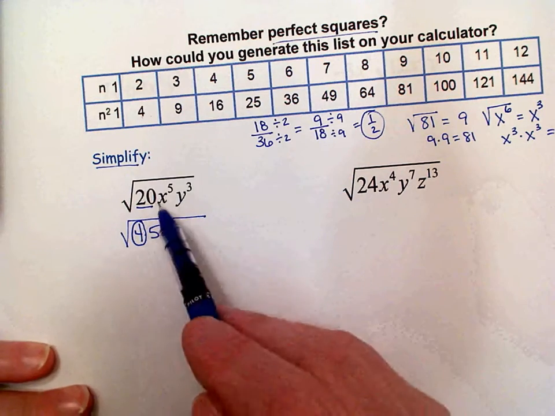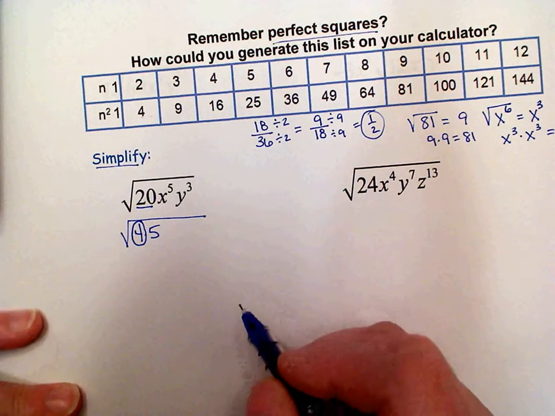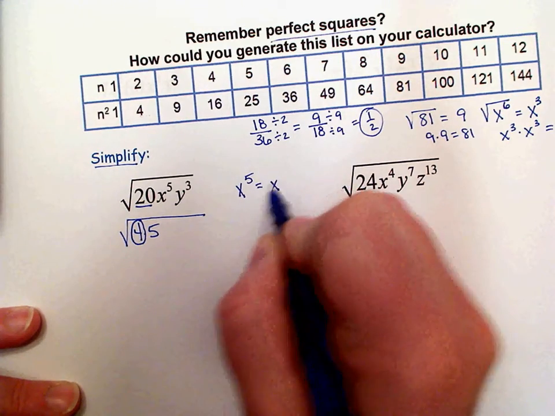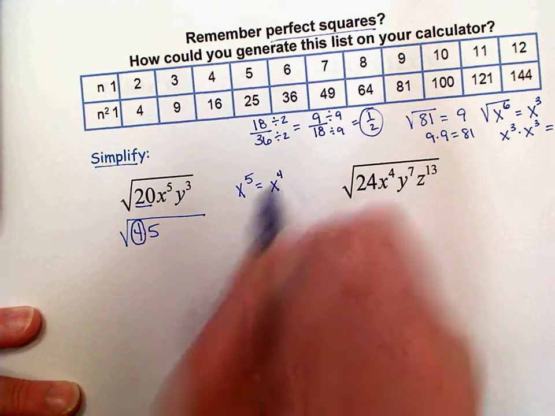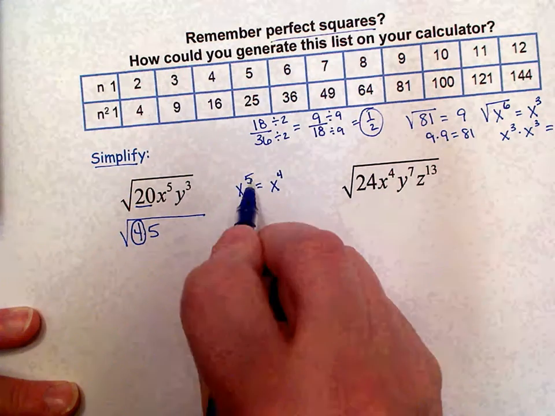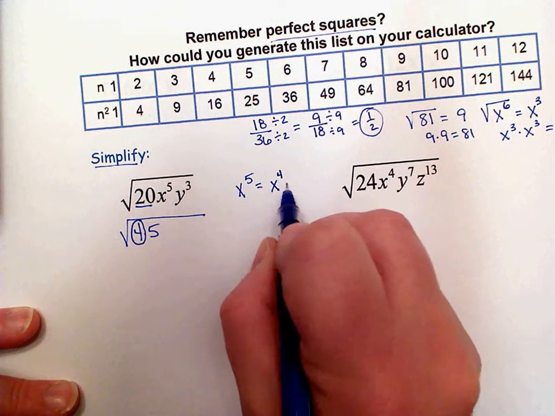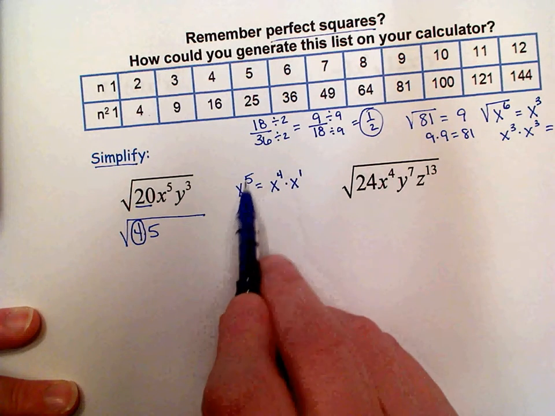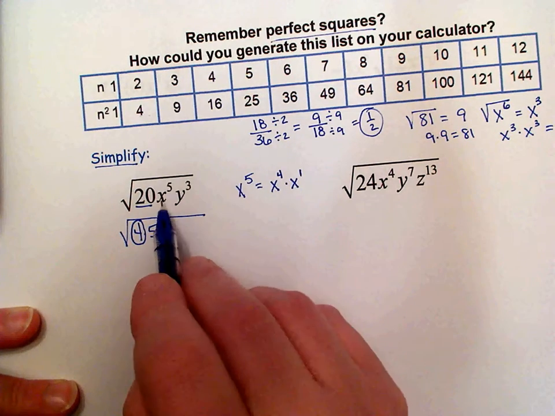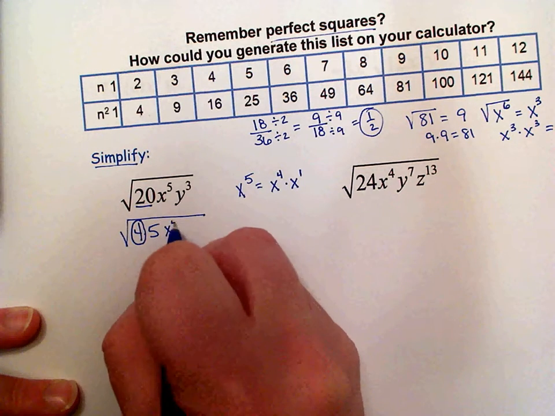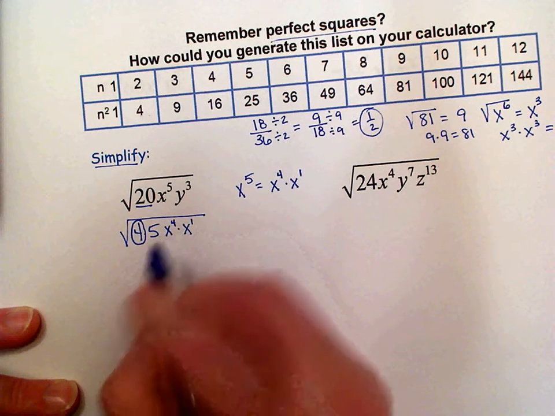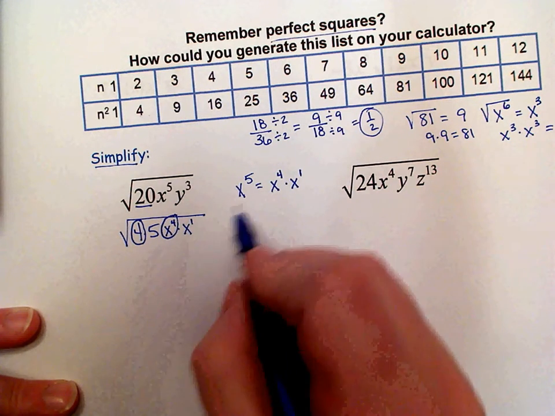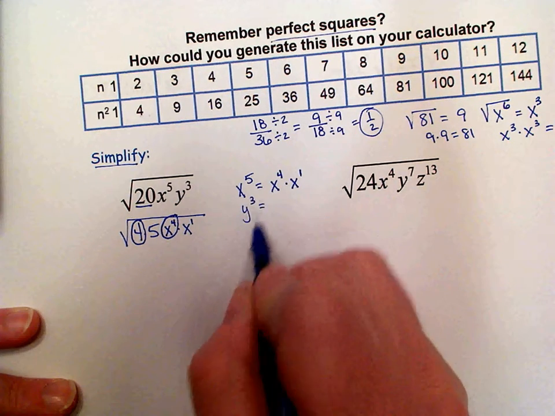So x to the 5th is not a perfect square, but I can break down x to the 5th into that variable with an even exponent right below 5, which is 4. X to the 5th is the same thing as x to the 4th times x to the 1st power. If you add those exponents, you get x to the 5th. So I'm going to separate the x to the 5th into x to the 4th times x to the 1st, because the x to the 4th is the perfect square. Same thing with the y to the 3rd. The even number right below 3 is 2.